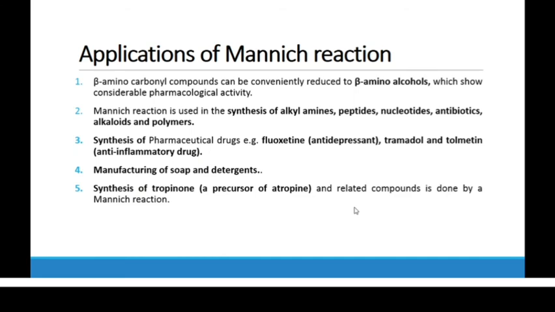What are the applications? Beta aminocarbonyl compounds can be conveniently reduced to beta amino alcohols which show considerable pharmacological activity. It is also involved in the synthesis of alkyl amines, peptides, nucleotides, antibiotics, alkaloids and polymers, and also different types of antidepressants and anti-inflammatory drugs are synthesized through this reaction. It is also involved in the manufacturing of soap and detergent, and it is also important for the synthesis of a precursor of atropine. So these are all the applications of Mannich reaction.